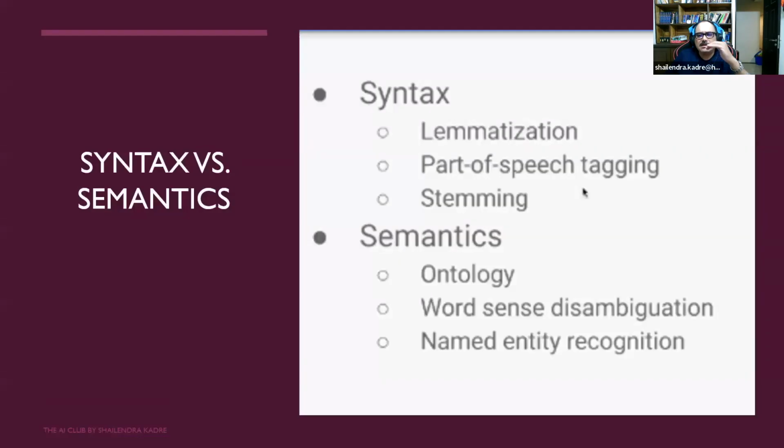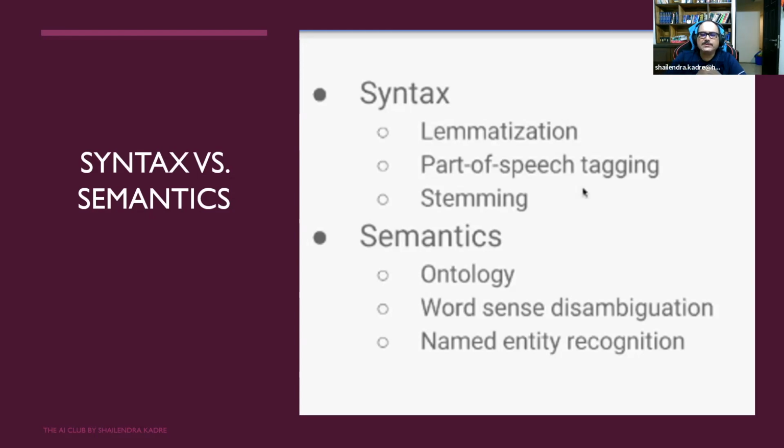So this particular construct I am repeating now and then. In syntactic analysis, the main parts were stemming, lemmatization, and part of speech tagging. I think everyone understands by now what is stemming, what is lemmatization, what is part of speech tagging. And syntactic analysis ended with part of speech tagging.